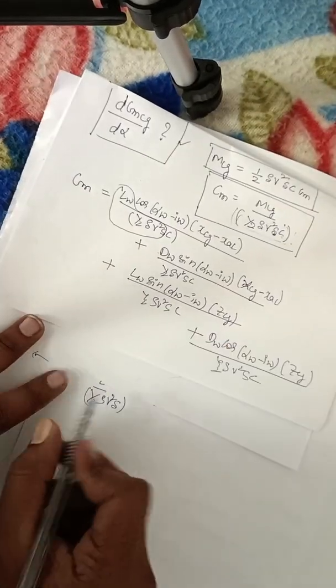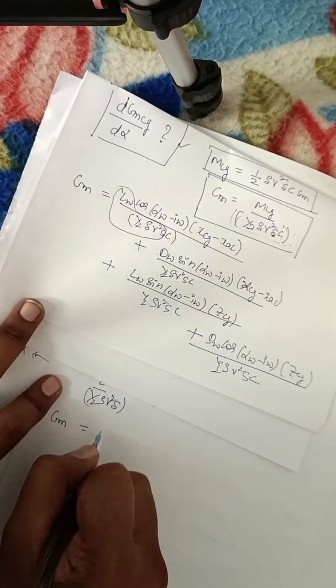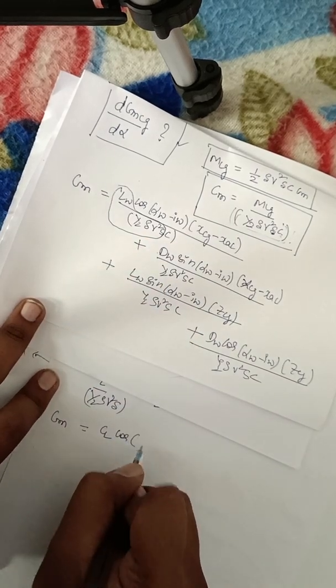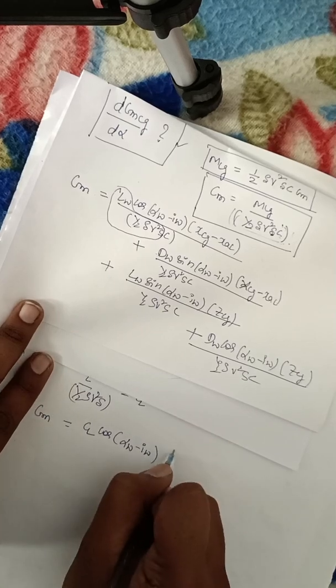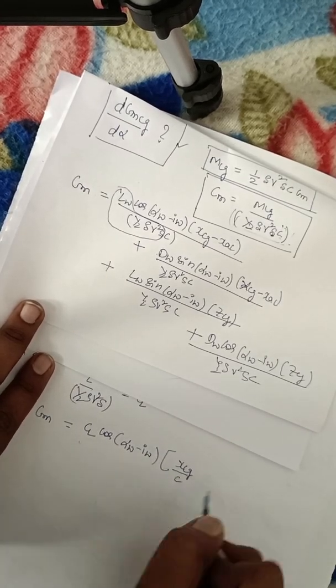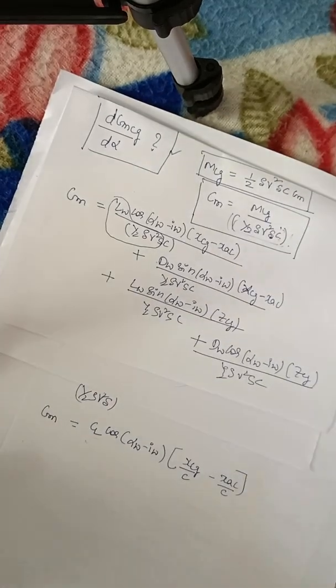So this CM, same thing for CD also, this can be written as CL into cos of (alpha_w minus i_w) into this x_cg. Here, divided by c will come, no? I am going to put it here, x_cg minus x_ac divided by c. Am I right? I can write like this.